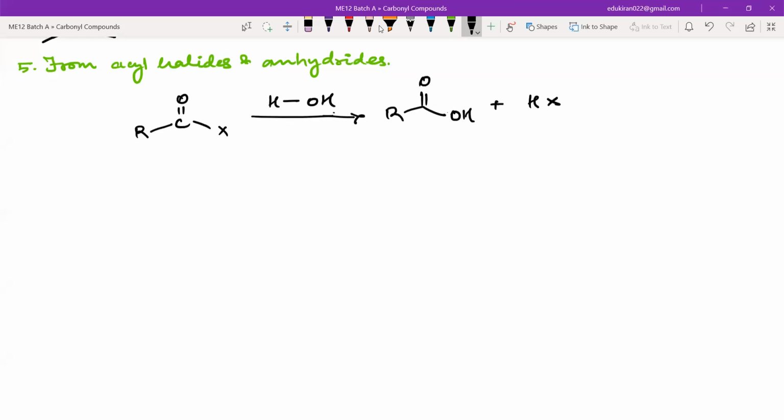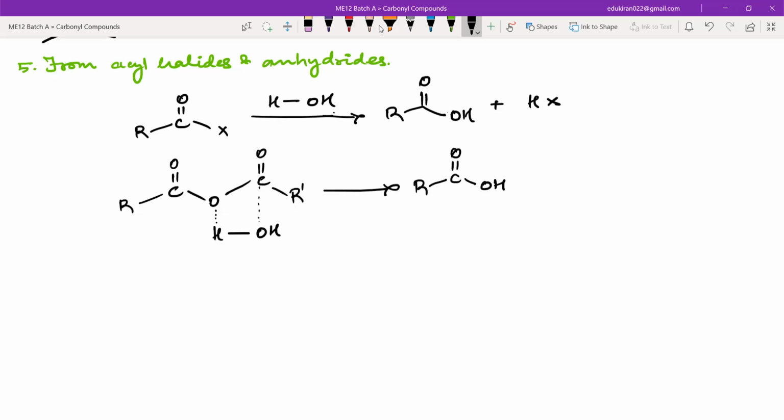plus HX. Similarly, if you have anhydride such as R, C double bond O, there is oxygen here. Then again, you will have C double bond O and there is some R dash group here. In this case also, you will have H and OH, right? So hydrogen will be attached with this particular oxygen. And then one of these carbon atoms will get the OH group. So as you can see, you are going to form two carboxylic acids, R C double bond O, OH plus this carbon atom will get the OH from water like this. And you're also going to form a carboxylic acid like this. Okay. So this is from acyl halide and anhydride.